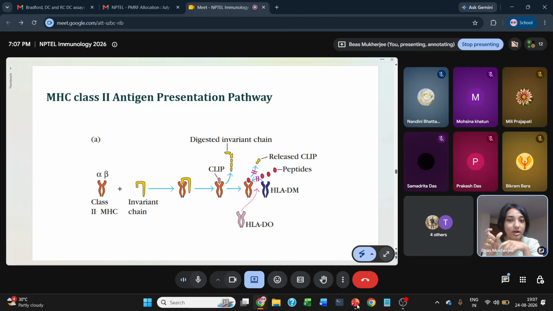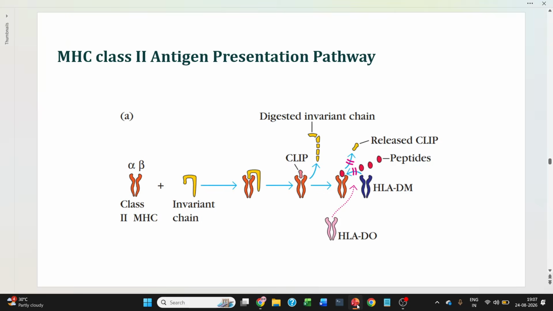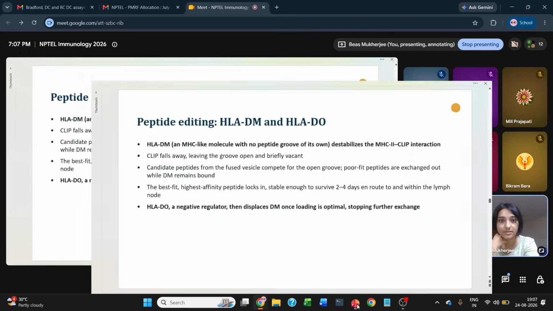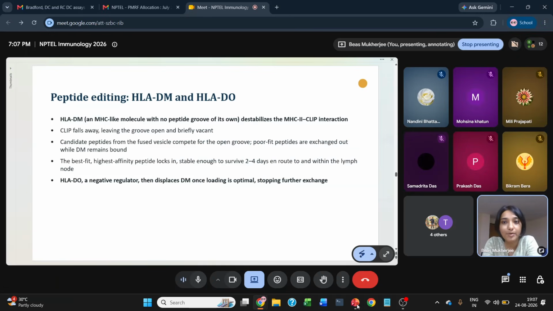So HLA-DO comes and ensures that the HLA-DM activity is stopped. Once the right peptide comes and sits, HLA-DO comes into play and ensures that HLA-DM is released from the scene, and this entire complex is now shipped outside to the cell membrane. So, peptide editing: HLA-DM and HLA-DO.